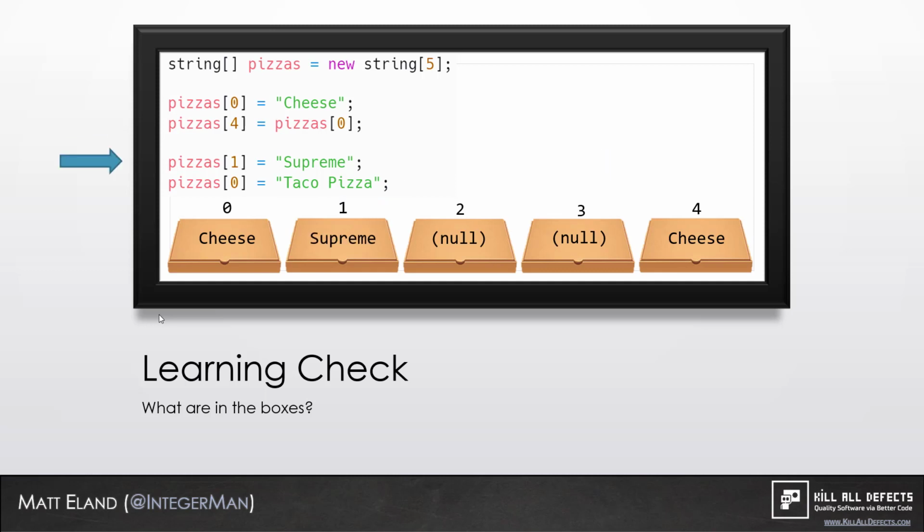Next, setting index 1 to supreme. And finally, we're setting index 0 to taco pizza. Because this is a value, the value we set earlier in index 4 is still cheese. I know that gets a little complicated, but just remember, changing cheese in one doesn't change it in the other one because these are value types, effectively.